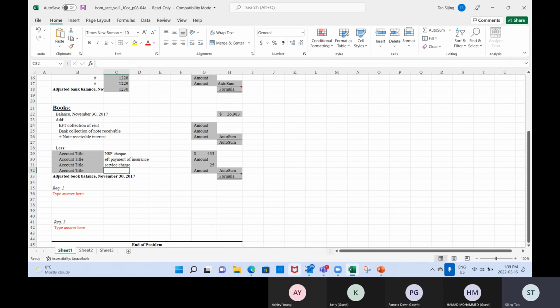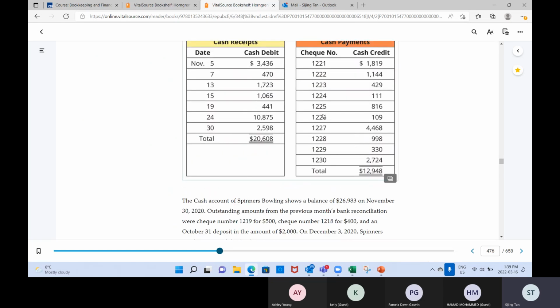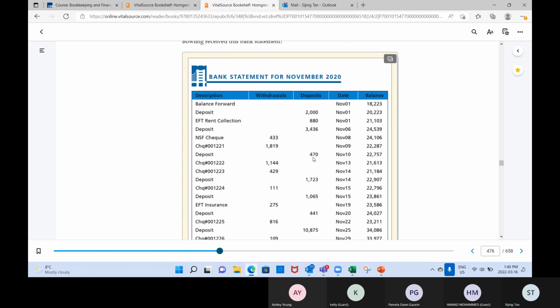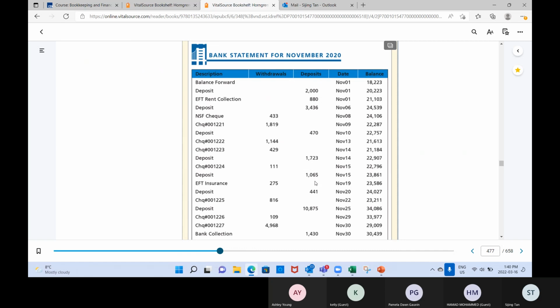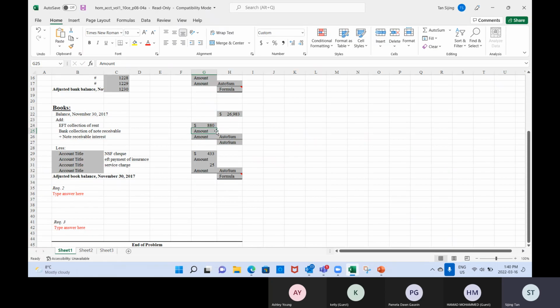Now we move on to the EFT collections. For the deposit part, we have an EFT collection of the rent collection, $880. This one is not included in our cash receipts list, so we have to put it back into our bank reconciliation. So we have EFT with 880. Is there anything else we're missing from the deposit part? I think I remember. Oh, right there. There is a bank collection of a note receivable with $100 interest revenue. So 1430 is under bank collection of notes receivable, 1430, including the $100 interest.